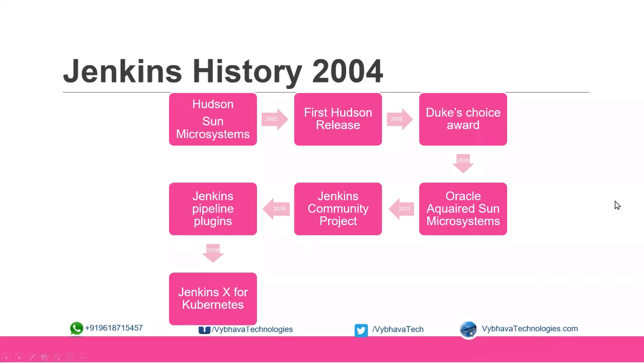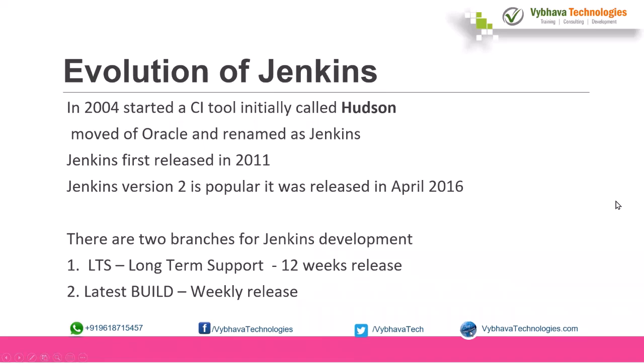Okay, so how it has evolved over the years, you already know from the previous slide, but first, in 2004, it was Hudson, and after that they moved to Oracle, then they renamed it Jenkins, and 2011 was the first release, and version 2 is in April 2016. There are always two branches in Jenkins. Whenever you try to download and install it on your system, Linux, Windows or Mac, there are two options. Every time you will have two choices.